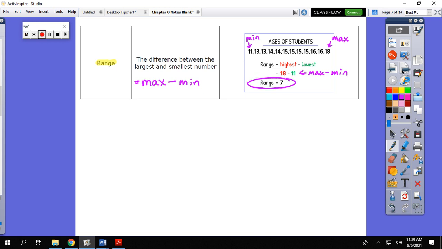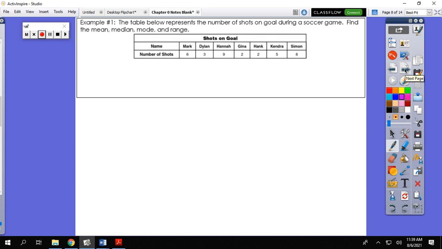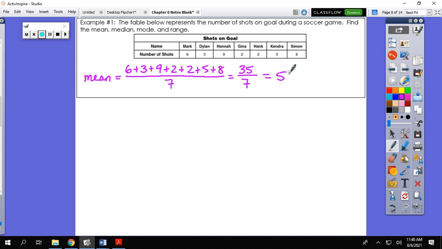Here is a data set, example 1, and this will be the last slide that we cover in this video. It is showing us how many shots on goal different players took during a soccer game. We're asked to find the mean, the median, the mode, and the range of this data set. I would always start with the mean personally. For the mean, we add all those numbers up, 6, 3, 9, 2, 2, 5, and 8. That is a total of 7 numbers, so whatever we get, we divide by 7. Assuming I didn't mess up my math, that's 35 shots on goal during this game, divided by 7 players, which means the mean is 5.